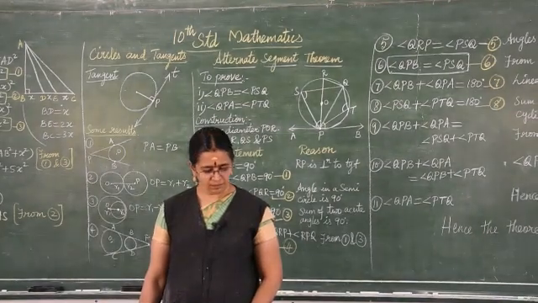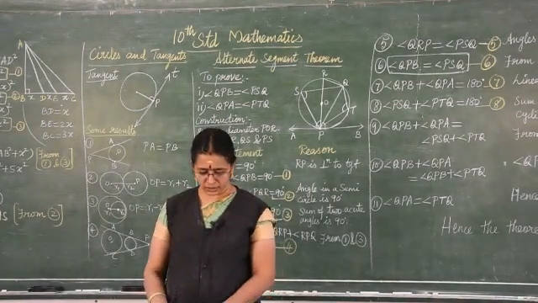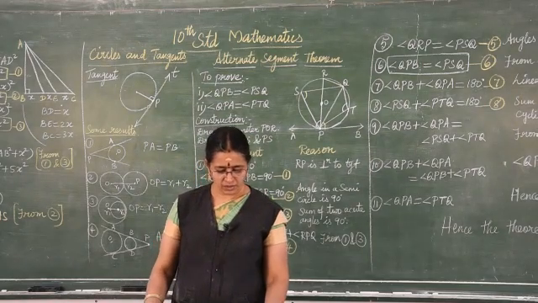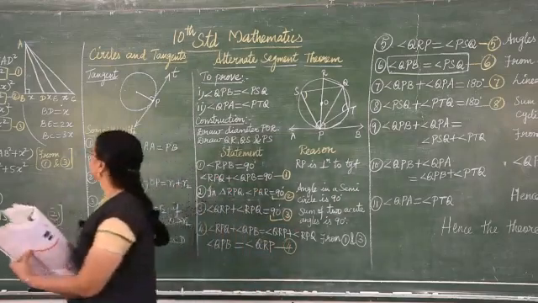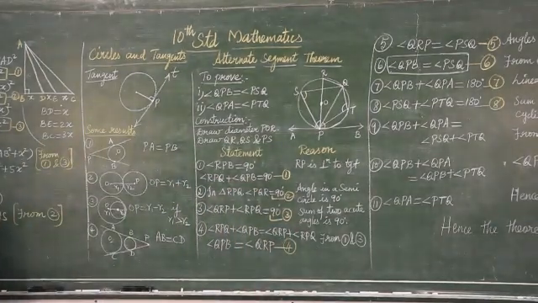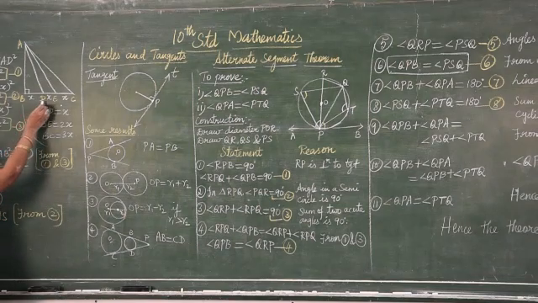Welcome boys. In exercise 4.3, we will be continuing with the 8th sum. Here ABC is a right angle triangle, right angled at B, and points D and E trisect BC. The points D and E will be trisecting BC.